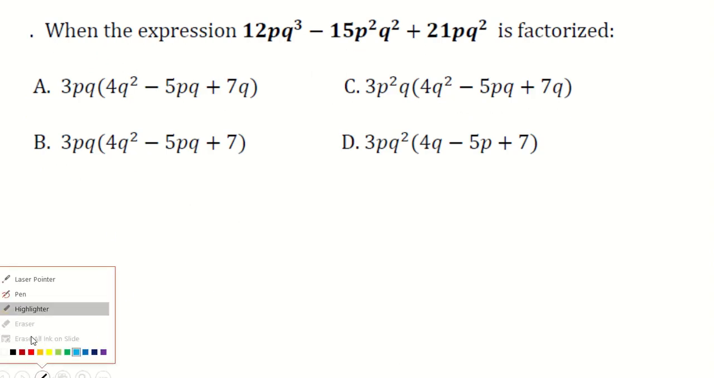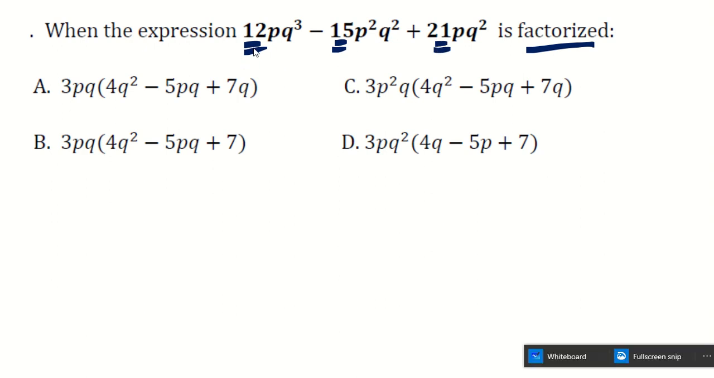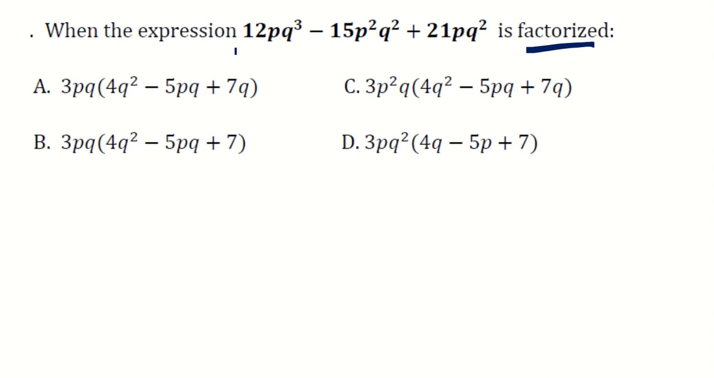This is also factorization. When the expression is factorized, observe the numbers again: 12, 15, and 21. How to factorize these numbers? 12, we can write it 3 times 4, because I can see 3 in each of them. All of them are multiples of 3. This one 3 times 5, and this one 3 times 7. So 3 is common for all. So as you see, 3 is taken out of all of them.